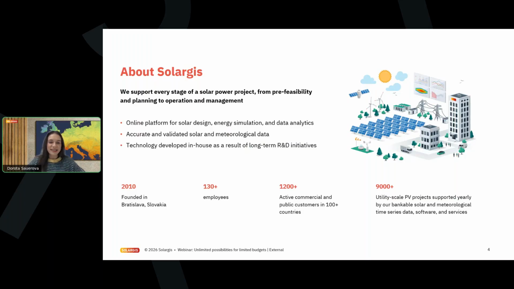The Solargis team has more than 130 employees. We are headquartered in Bratislava, Slovakia, with branches in Canada and Singapore to be able to support our customers from all over the world. Today, we work with more than 1,200 customers in over 100 countries, and each year, our data, software, and services support more than 9,000 utility-scale solar projects.